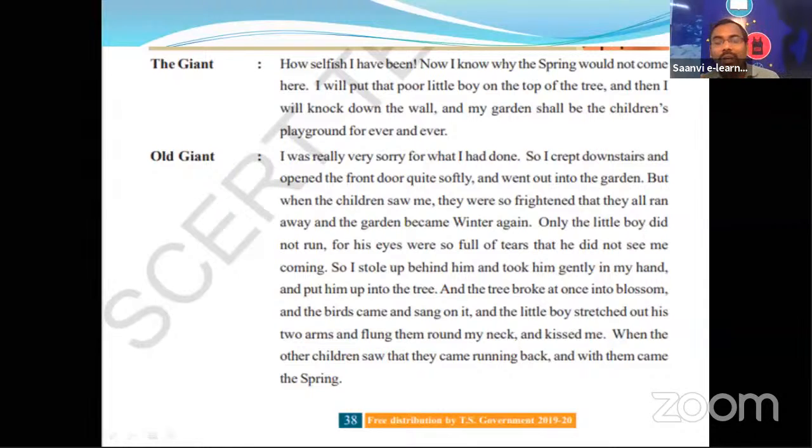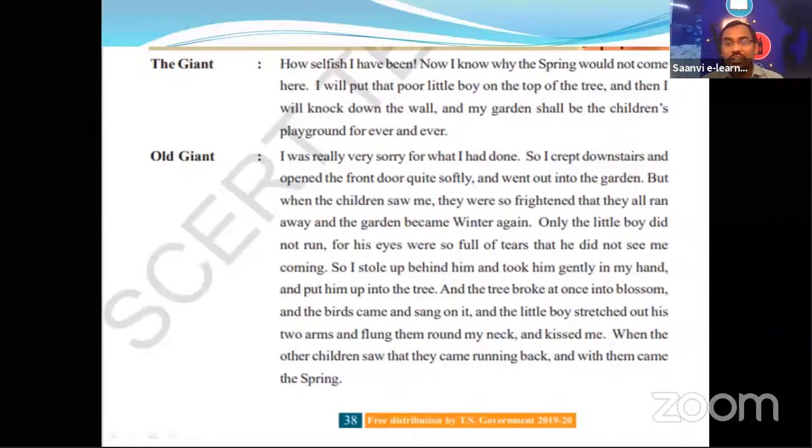So I stole up behind him. I reached behind him and took him gently in my hand. The giant took the tiny boy gently in his hand and put him up into the tree. Suddenly, the tree broke at once into blossom, and the birds came and sang on it.